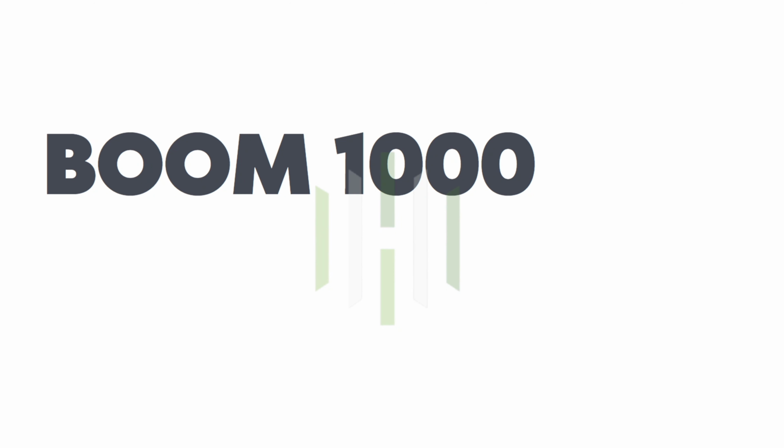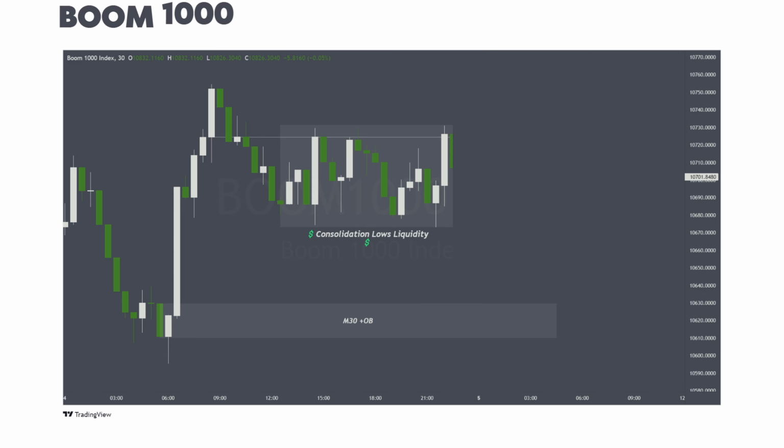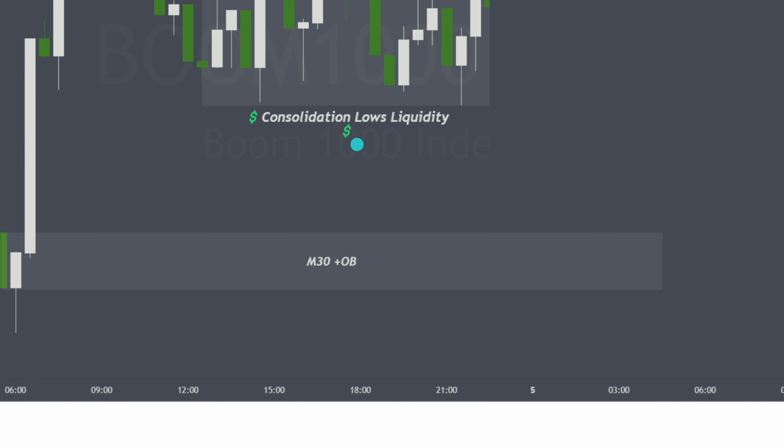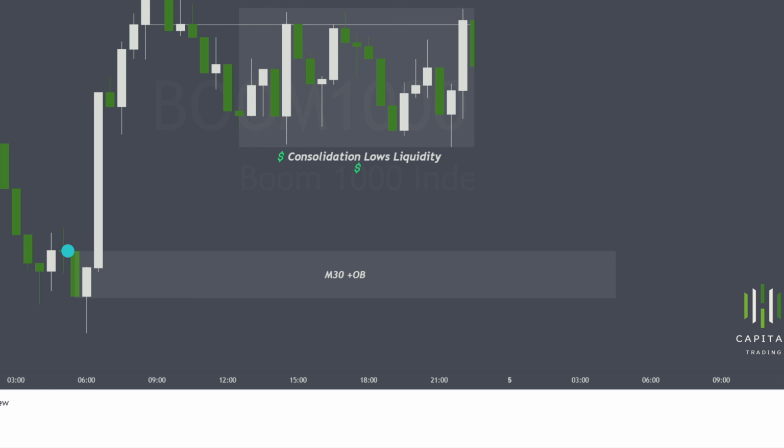Last but not least, we're going to jump into Boom 1000. Now our first Boom 1000 example. We had price spike into the upside, then they're consolidating for some time. Then as they were consolidating, they formed this consolidation low liquidity. Also below the consolidation, we had this bullish order block, right?